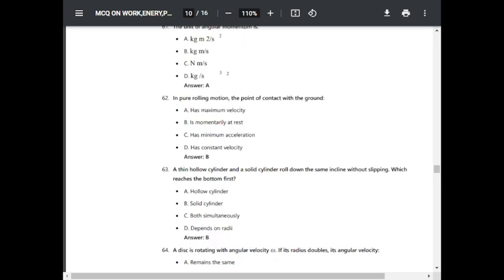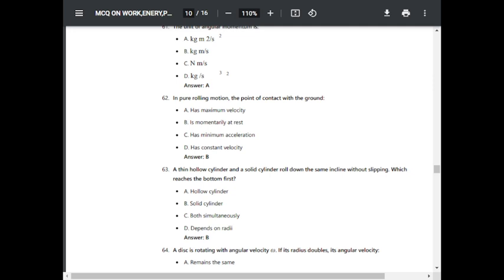Question number 62. In pure rolling motion, the point of contact with the ground is: option A, has maximum velocity; B, is momentarily at rest; C, has minimum acceleration; D, has constant velocity. The point of contact with the ground is momentarily at rest. Option B is correct.